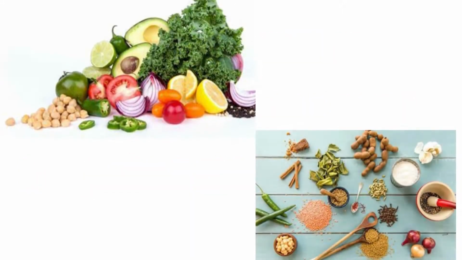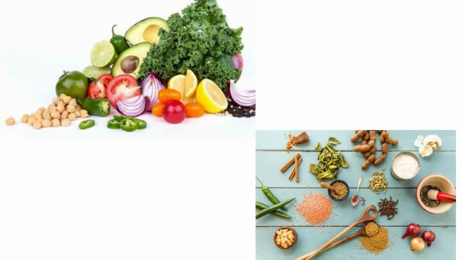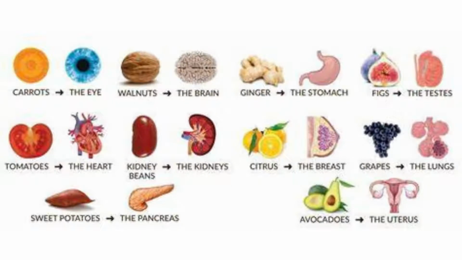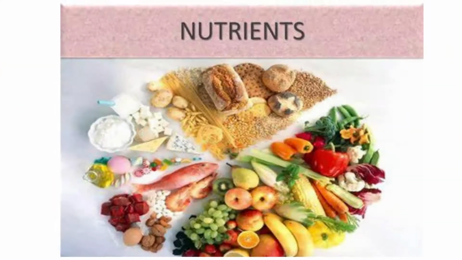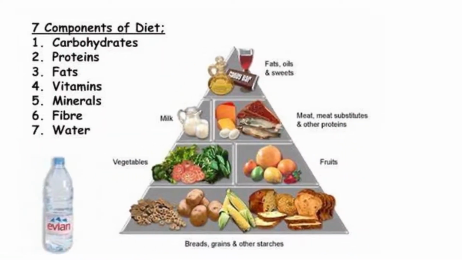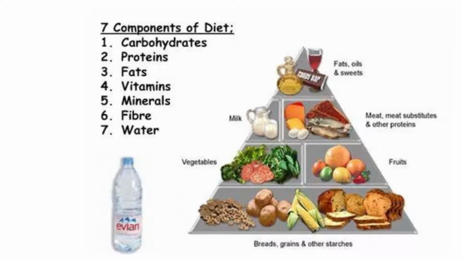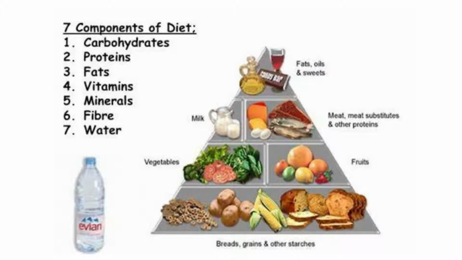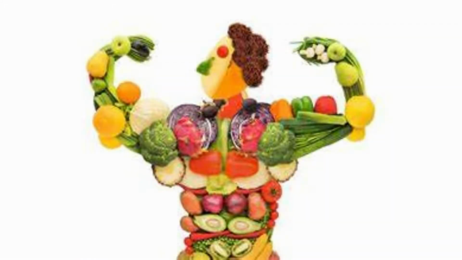We know that each dish is usually made up of one or more ingredients, which we get from plants or animals. These ingredients contain some components that are needed by our body. These components are called nutrients. The major nutrients in our food are carbohydrates, proteins, fats, vitamins and minerals. In addition, food contains dietary fibers and water, which are also needed by our body.